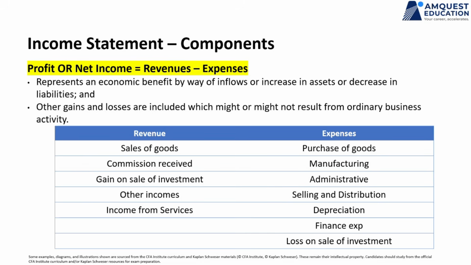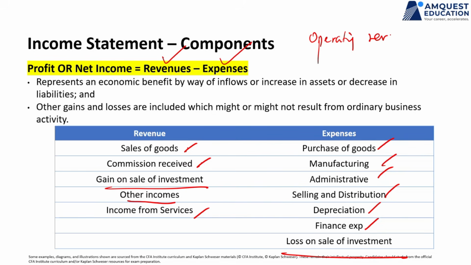We are bothered about core business. What is your core business doing? Income from services, sales of goods, commission received, purchase, manufacturing, administration. These are our core business related income and expenses. We don't worry about a lot of other income and loss on sale of investments or gain on sale of investment. These are other income and other expenses. So our focus is generally more on core revenue and core expenses, which means operating revenue and operating related expenses as well. That is something that we would like to look into.